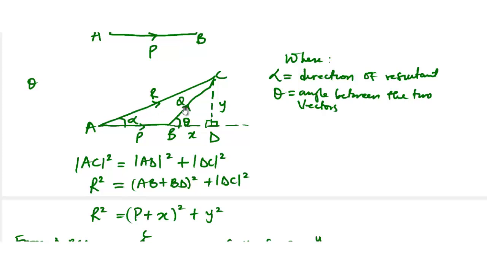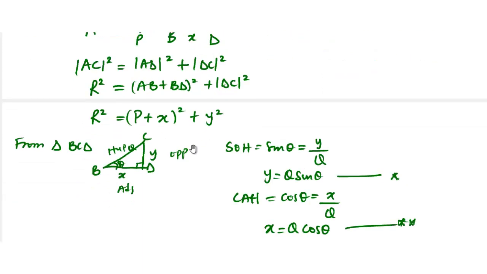Alpha is what you are looking for, so you can use opposite over hypotenuse. That's if you know your resultant. You can use adjacent over hypotenuse and the likes. So for me to now determine the direction of the resultant, all I will do is bring out triangle ACD.